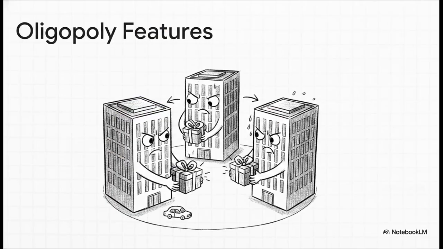Because there are only a few dominant sellers, absolute interdependence is the golden rule. They are hyper-aware of each other. If one car company suddenly offers free insurance, the others have to react immediately or risk losing everything. This intense interdependence leads to massive selling costs and brutal non-price competition. In an oligopoly, advertising truly becomes a matter of literal life and death to maintain your market share against ruthless rivals.